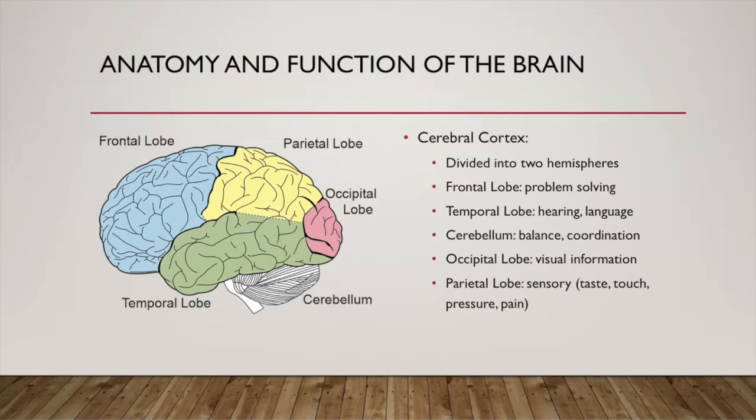So then we have the cerebral cortex. It is divided into two hemispheres, and those hemispheres have the frontal lobe, which is responsible for problem solving, the temporal lobe, which is hearing and language, the cerebellum, which is balance and coordination, the occipital lobe, which is visual information, and then the parietal lobe, which is sensory, like taste, touch, pressure, pain.